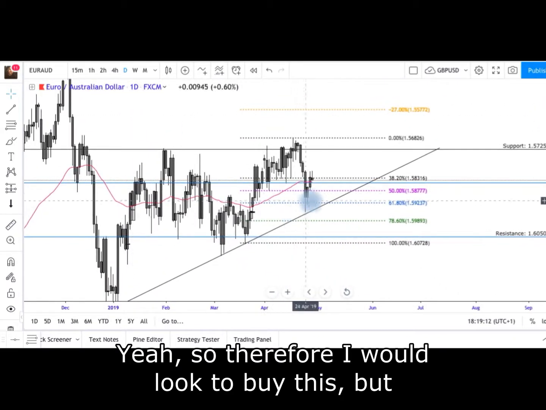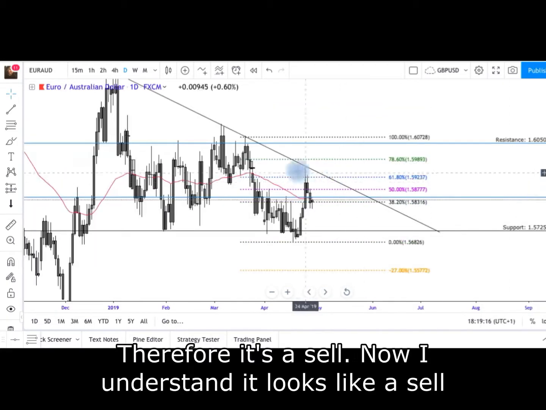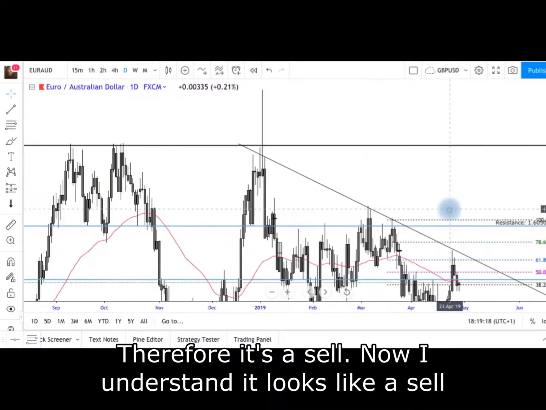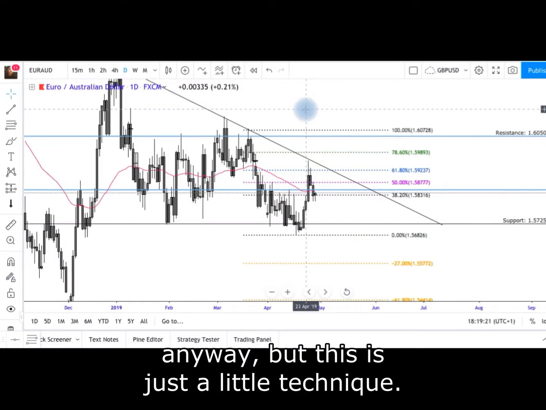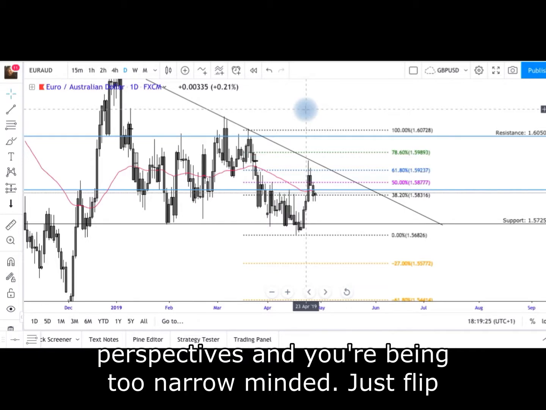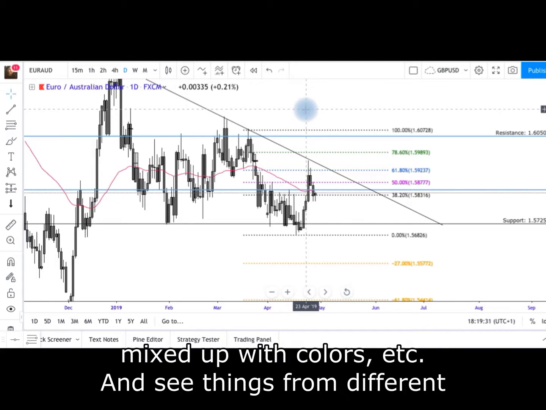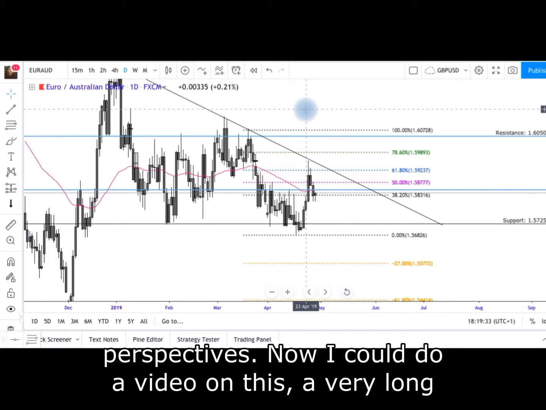So therefore I would look to buy this, but we're on an inverted scale, so therefore it's a sell. Now I understand it looks like a sell anyway, but this is just a little technique when you're getting too caught up in perspectives and you're being too narrow-minded. Just flip the chart, black the candles, so you're not getting too mixed up with colours, and see things from different perspectives.